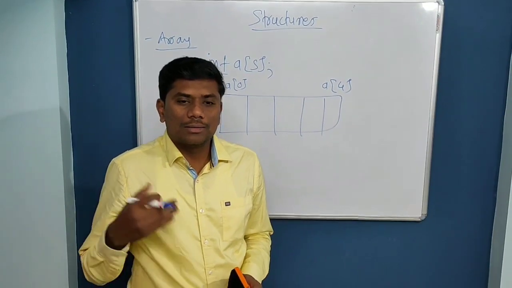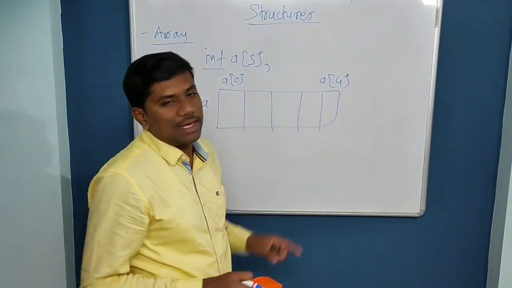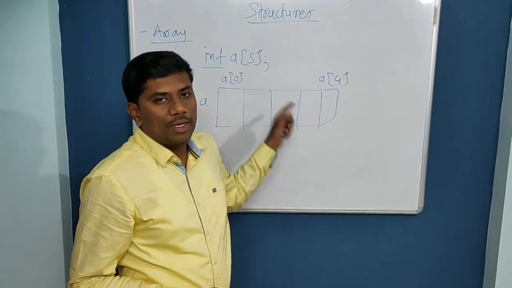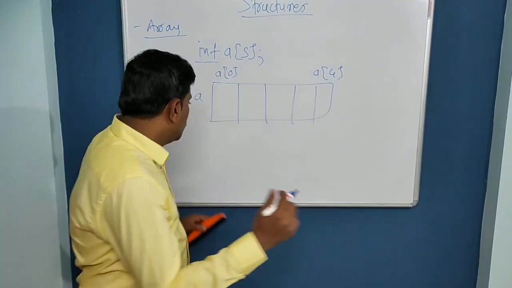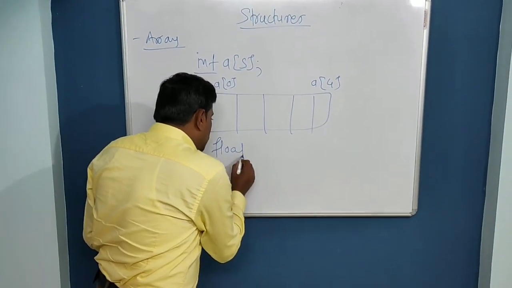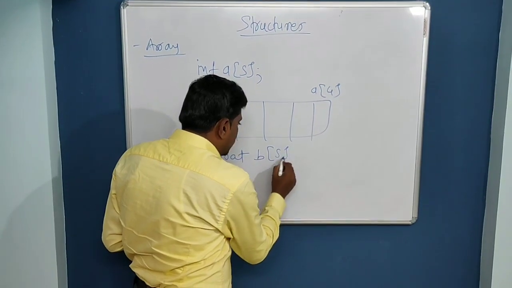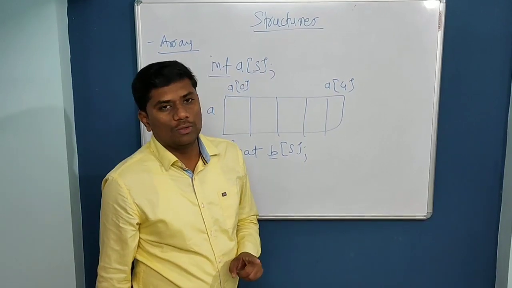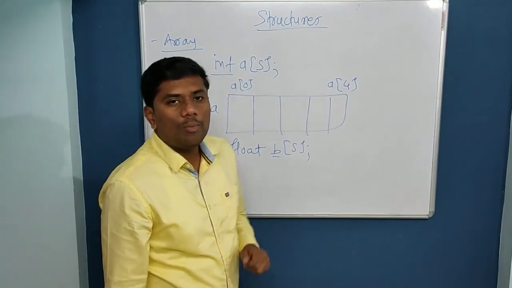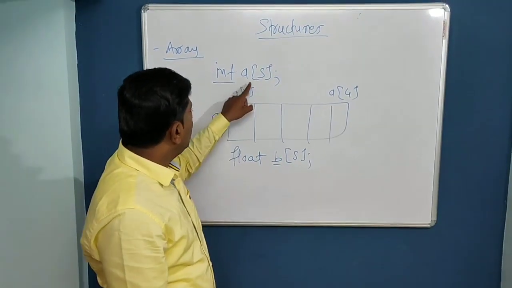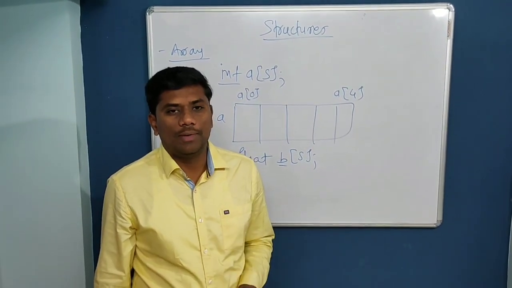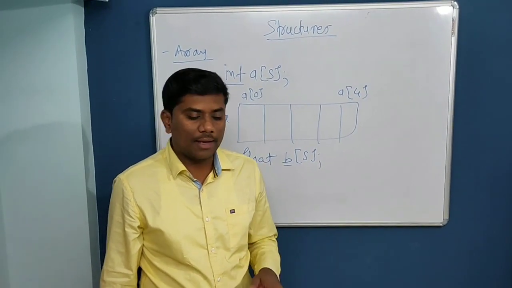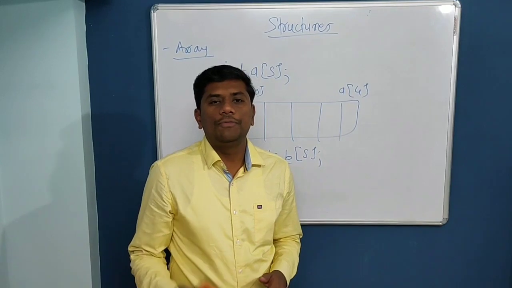We can't store other types of elements in this array. We can't take float values, we can't take character values in this array. If you want to take float values, then you need to declare another array to store float values, and in that array you can store only float values. So this is the drawback of array. Array can hold only similar type of elements. Array can't hold mixed data types, or elements of different data types.